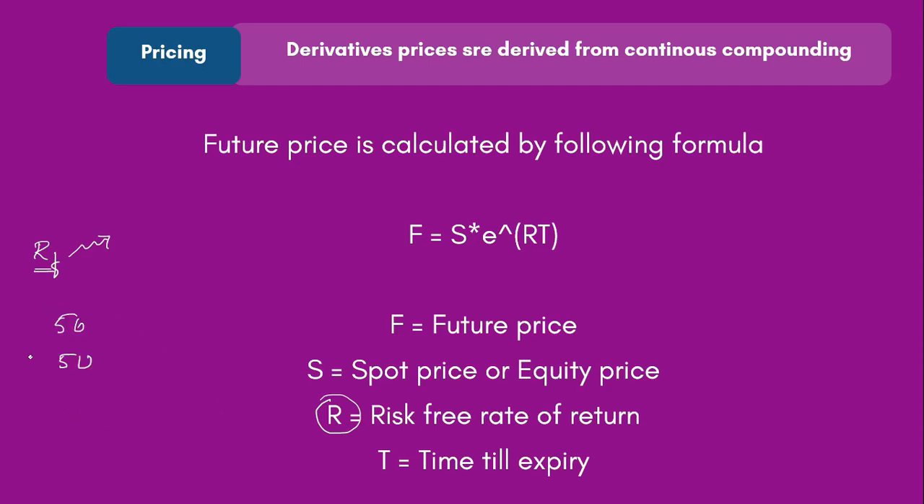The probability of a stock going up and down is never 50-50. It is always 50% plus the risk-free rate of return and 50% minus the risk-free rate of return. So the greater this RF factor, the greater the probability of the stock going up, or the smaller the risk-free rate of return, the smaller is the probability of the stock going up.